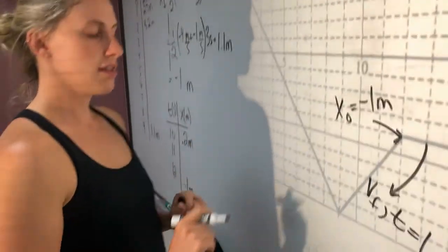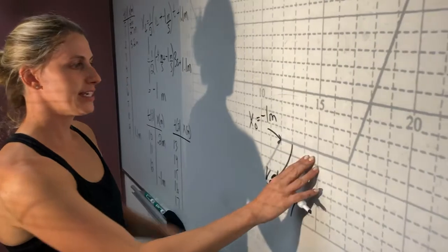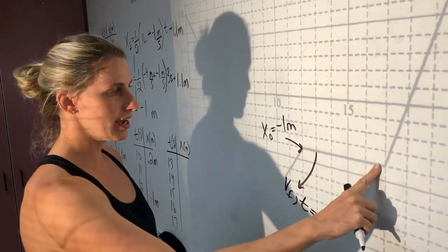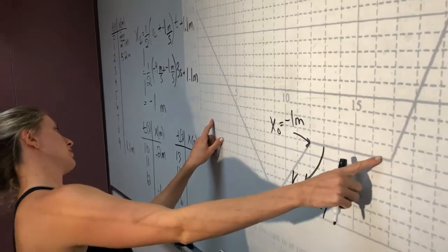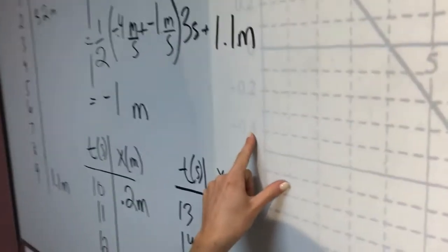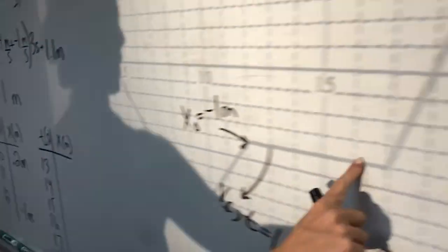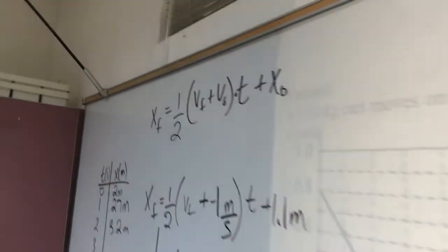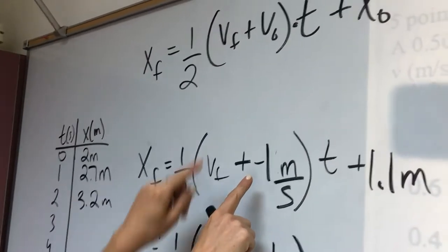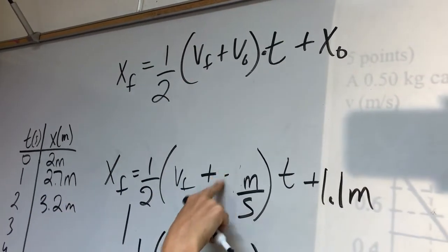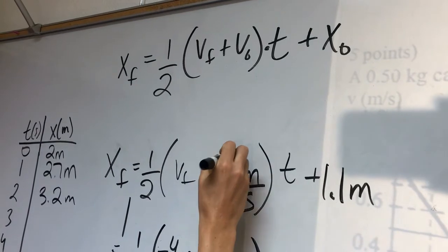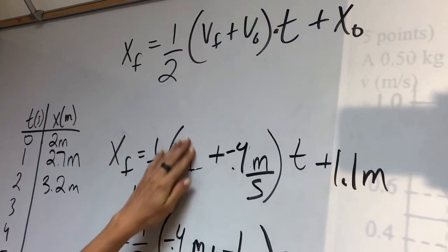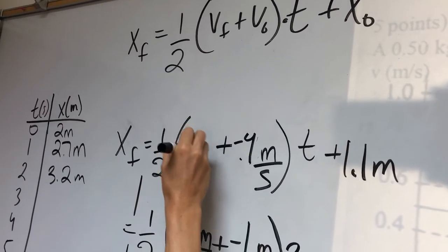Oh, that's another thing to remember. Let's take a look at this line segment right here. You'll notice that it's a horizontal line, and that means that if you take a look over here, our velocity is negative 0.4 meters per second this entire time. What does that mean for our equation? That means that our initial velocity is always going to be negative 0.4, and our final velocity is also always going to be negative 0.4 during this time.